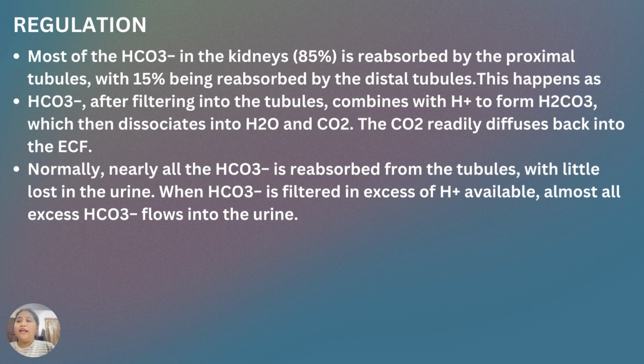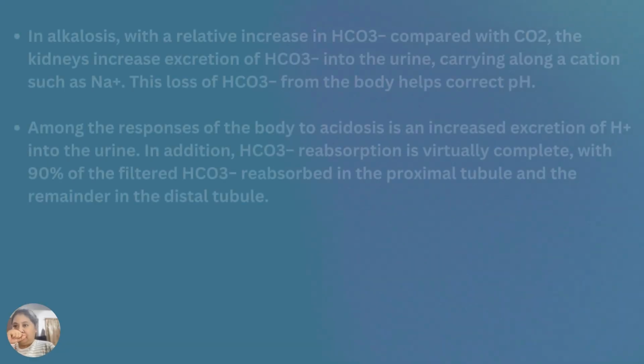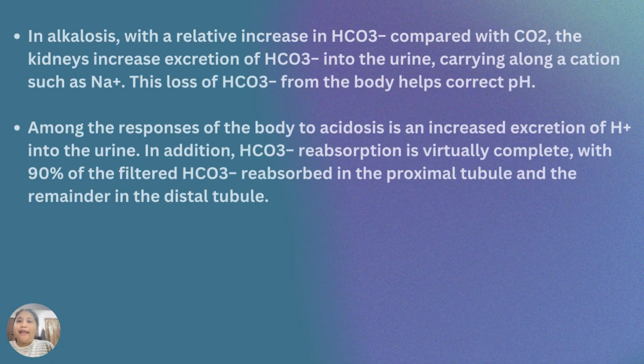When HCO3 is filtered in excess of hydrogen available, almost all excess bicarbonate flows into the urine. In alkalosis, with a relative increase in HCO3 compared with carbon dioxide, the kidneys increase excretion of bicarbonate into the urine, carrying along a cation such as sodium. This loss of bicarbonate from the body helps to correct the pH.